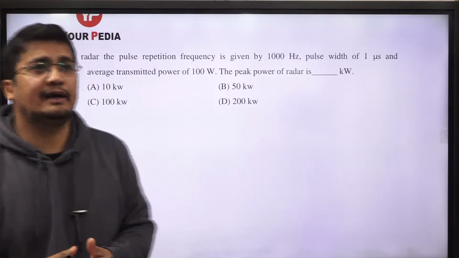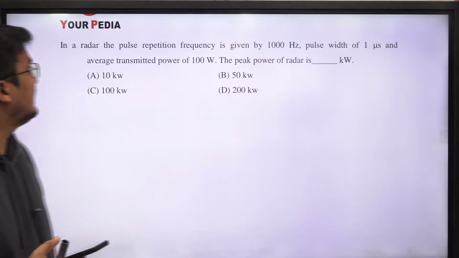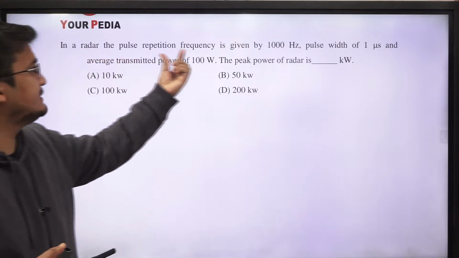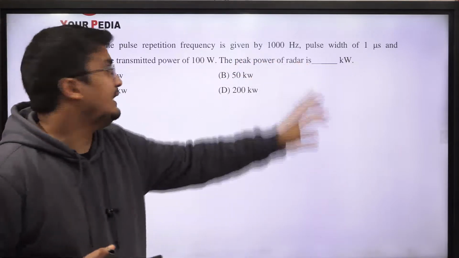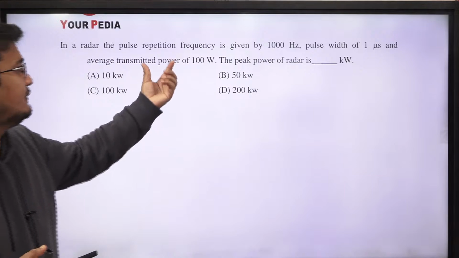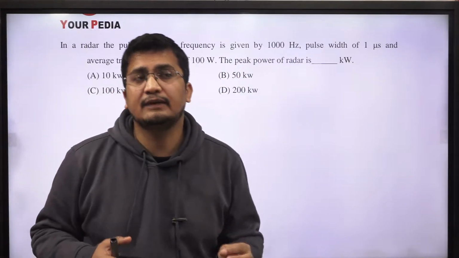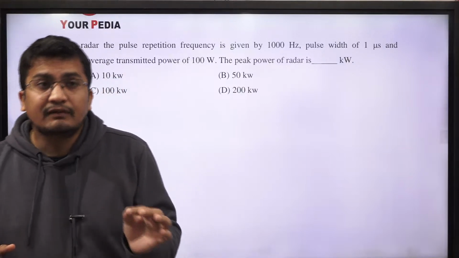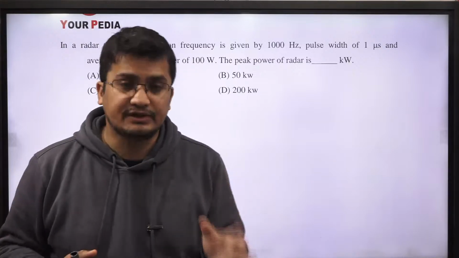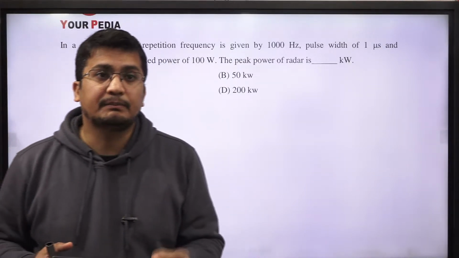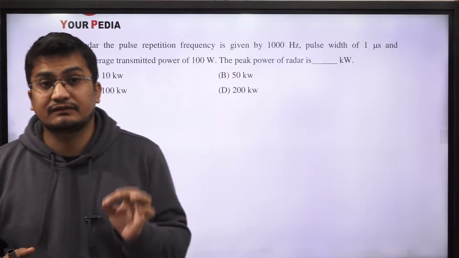Okay, so guys, the next question you have is basically from microwave or radar. The question asked is: in a radar the pulse repetition frequency is given as 1000 hertz, pulse width of 1 microsecond, and average transmitted power of 100 watt. The peak power of the radar is? I have told students many times in the classes that whatever important relations there are relating the pulse repetition frequency, pulse duration, peak power, and average power, please remember all those relations. Many times questions are asked from that area.